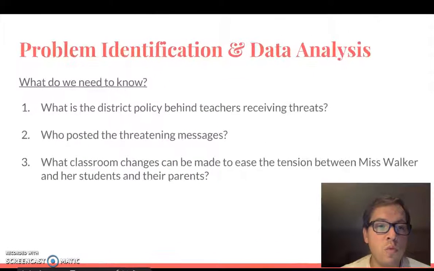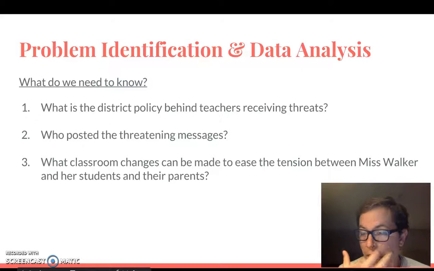So now we have to ask, what do we need to know to solve this case? My first question was, what is the district policy behind teachers receiving threats? Where do we go from here? Who do we contact? Do police need to be involved? Miss Walker was very upset about this, rightfully so. And what steps do we need to ensure that she feels safe coming back into the classroom?